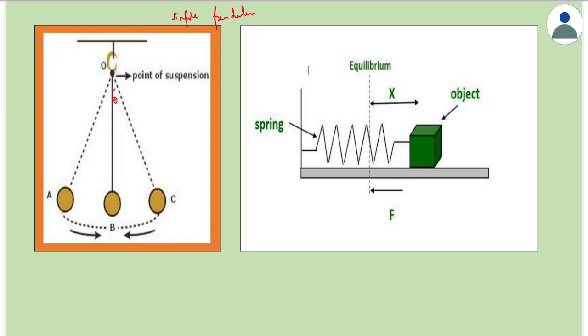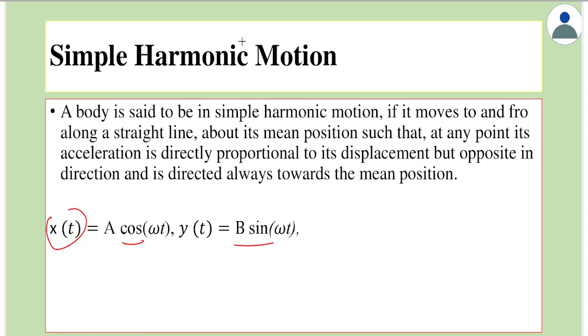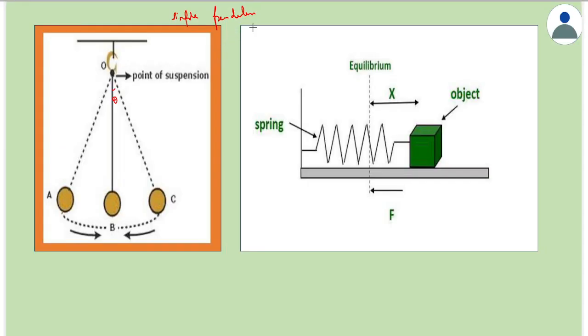Keep in mind that simple harmonic motion is a special kind of oscillatory motion, where the oscillatory motion would be called a simple harmonic motion if it satisfies the conditions given here. So not all oscillatory motions will be simple harmonic motion, but simple harmonic motion means it should satisfy these conditions. So in that regard, a simple pendulum would execute a simple harmonic motion only for small angular displacements.